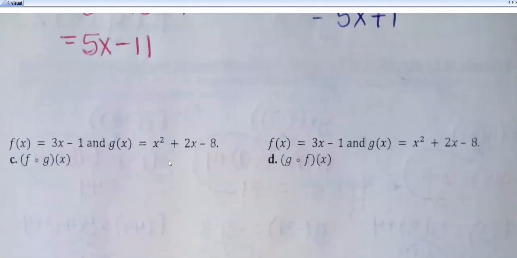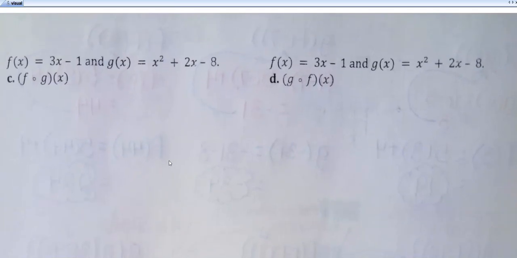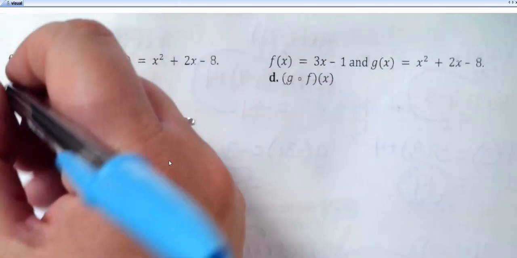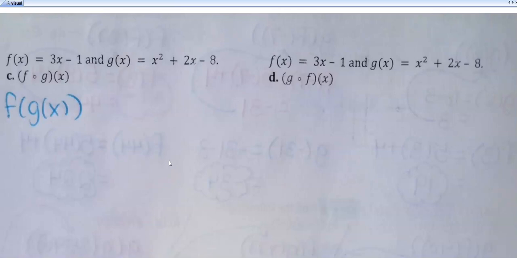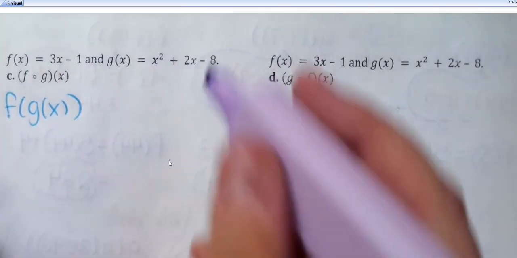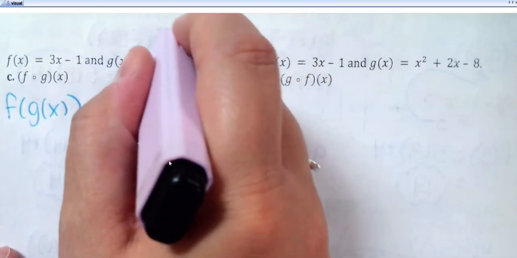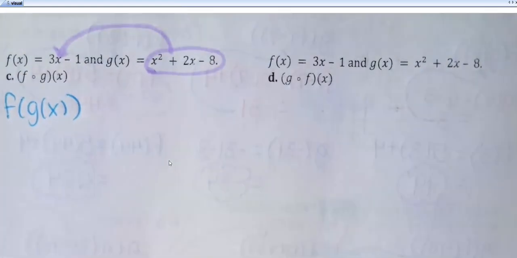Now, I'm going to do kind of the same thing again, but one of these is a quadratic this time. All right, so this is f composed with g of x, or you could write it as f of g of x. So when I compose these, I'm going to take the g of x function here, which is this whole guy, x squared plus 2x minus 8. Everywhere I see an x in the f of x function, I'm going to substitute that in place of that. And then we'll just simplify if we can.